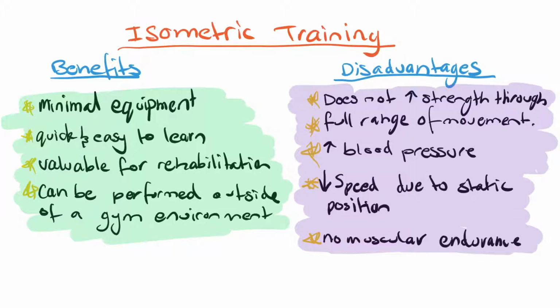Now when we look at the disadvantages for isometric training, the isometric training does not actually increase strength through the full range of movement, whereas isokinetic training does allow us to do this. Isometric training also increases our blood pressure, and it actually decreases our speed due to a static position. So we're not really increasing our power here, we're actually just increasing strength slightly. And also there's no chance for muscular endurance with isometric training. So we'll see some improvements in the very early stages of isometric training, but the longer you do it, the less improvements you will see.